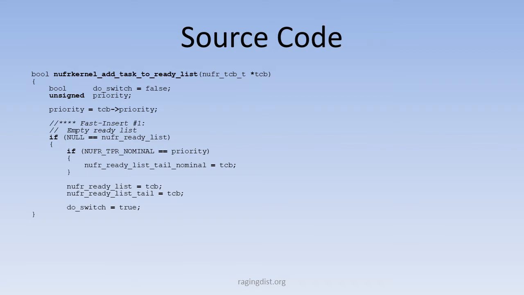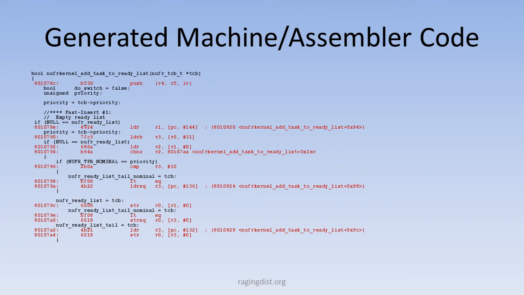The source code tells the compiler what you want to do, and the compiler takes the source code and makes the machine code which the actual computer uses. And here's an example of what the compiler did. So in black is the stuff that the programmer wrote, the stuff in C. This is a C function call called NUFR kernel add task to ready list. This source code is given to the compiler. The compiler generates what you see in red here.